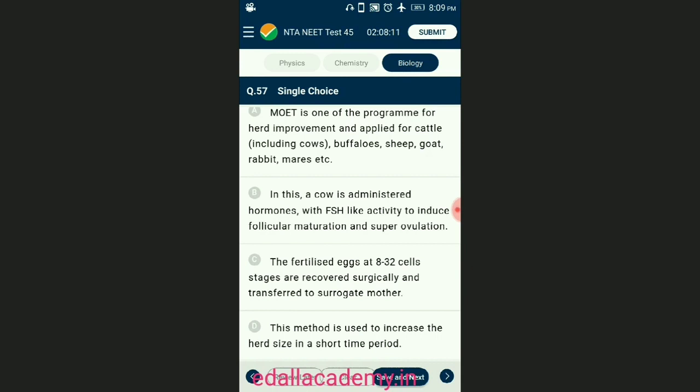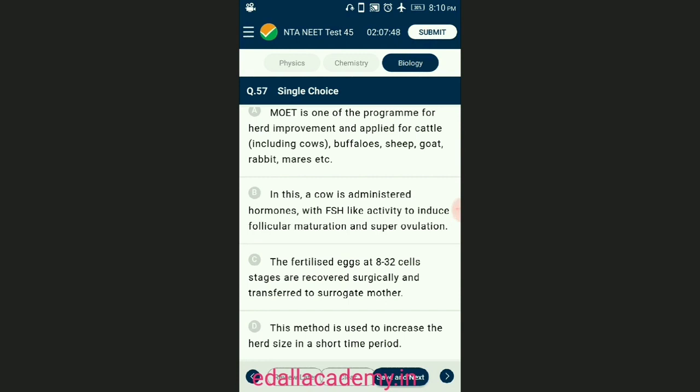In embryo transfer technology, instead of one egg, 6 to 8 eggs are produced per cycle. It is generally called multiple ovulation. After artificial or natural insemination, all of these eggs are fertilized. These fertilized eggs at 8 to 32 cell stages are recovered non-surgically and transferred to surrogate mothers. So the answer for this question is option C.